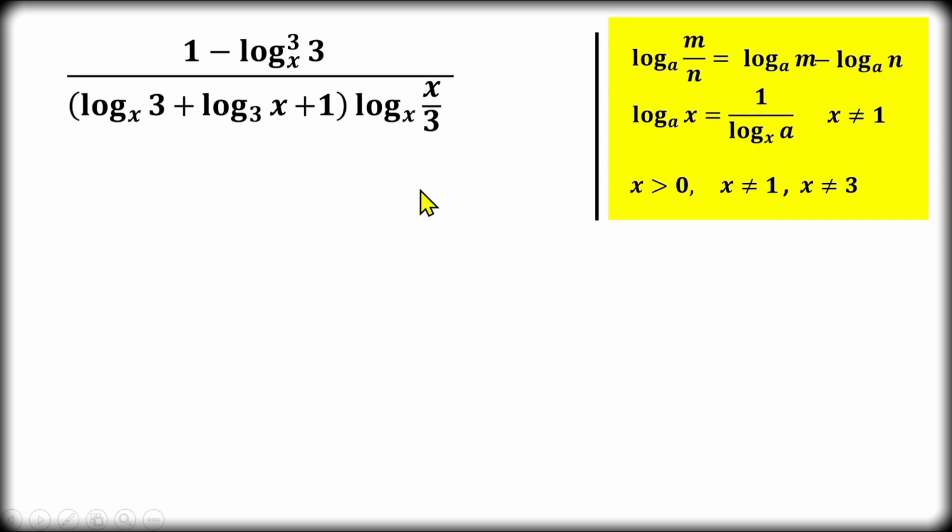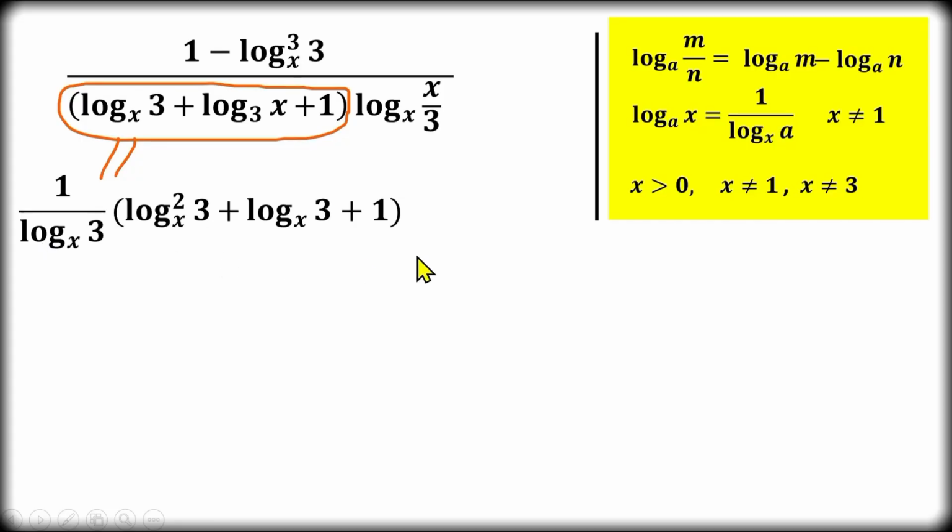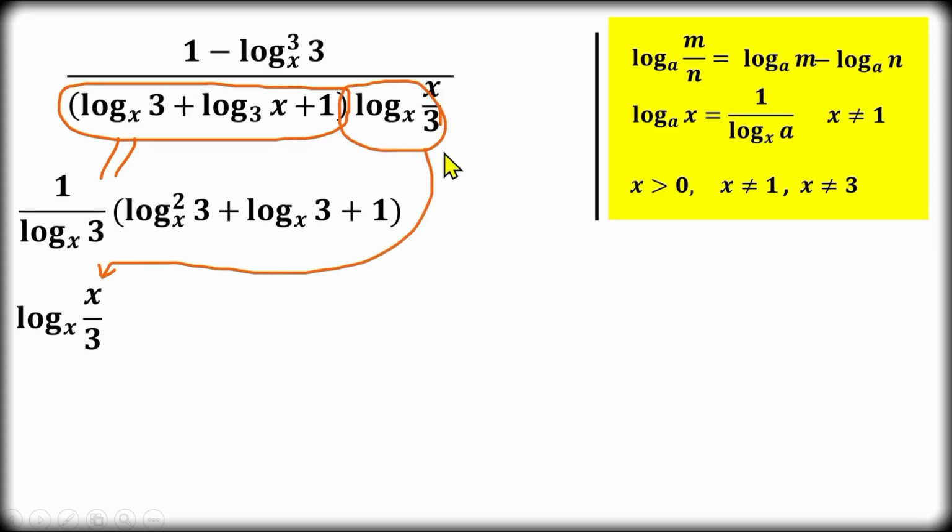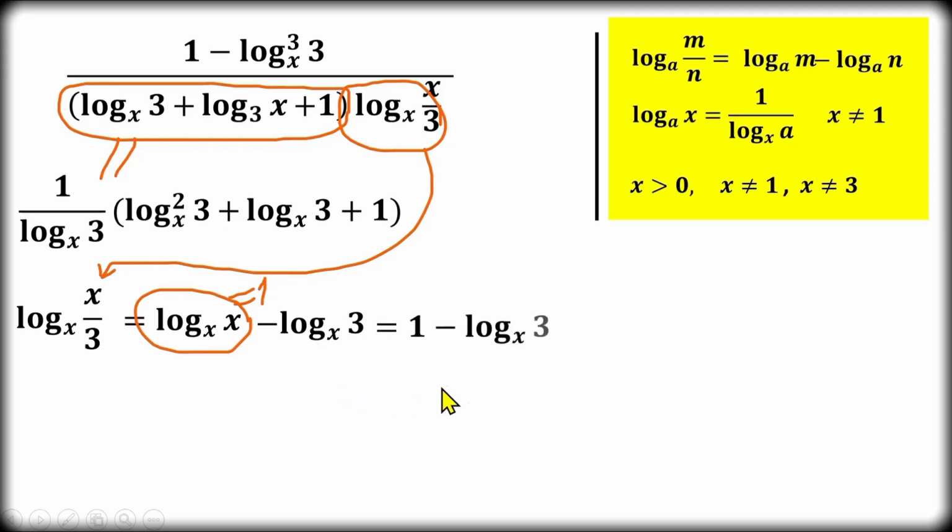What should we do? What do you think? You are right. We should transform all parts of this expression in some way to reach a simplified form. We already found the expression for this bracket. It is this one. Now let's consider the second term in the denominator. We apply the quotient property, and we have here log x of x minus log x of 3. Log x of x is 1, and we have here 1 minus log x of 3.